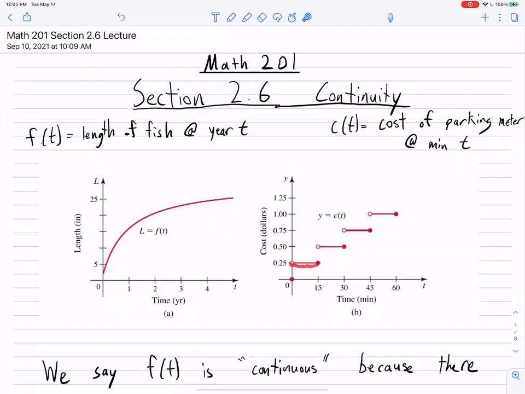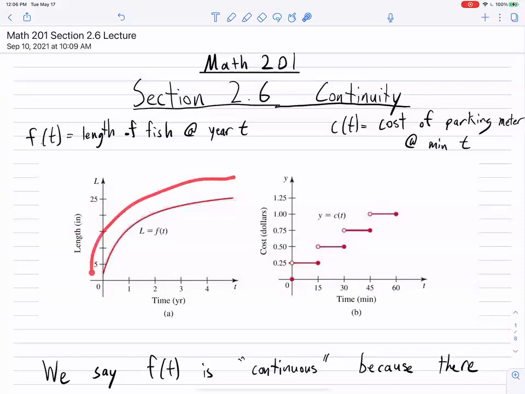And so the price has these packets, these little discrete numbers that it hits. And you notice that to go from 25 cents to 50 cents, we don't have to hit any of the values in between. There's no cost of 30 cents, 40 cents, none of that. You only hit 25 cents, 50 cents, 75 cents, and $1, and so on for every 15 minutes you're parked there. And so this is not continuous, because if you try to go from this value to this value, you have to jump. There's no values in between. Whereas this one, you hit all the values in between.